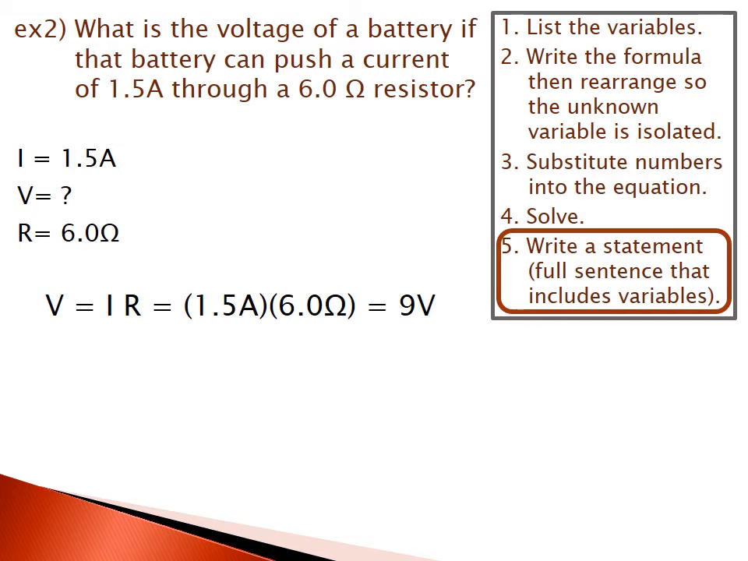The last thing I need to do is write a statement, a full sentence that includes all the variables. So I will take the question and change it into my statement. I drop the first half, what is the voltage of a battery if that battery, and replace it with a 9-volt battery. So it now reads, a 9-volt battery can push a current of 1.5 amps through a 6 ohm resistor.